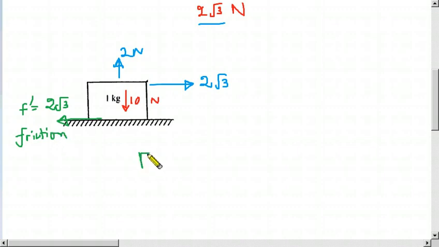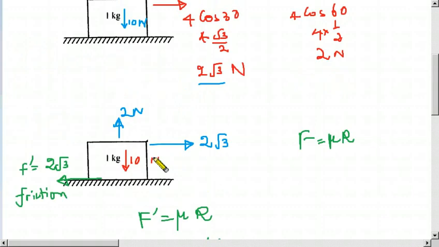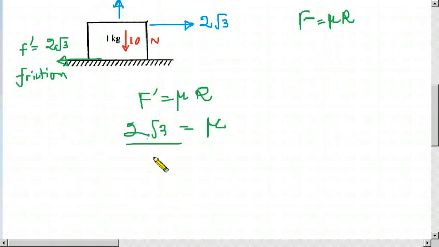So now we have to use F dash equals mu R. We normally write it as F equals mu R, but here the force is the friction, therefore we write it as F dash. So F dash is this one, 2 times root 3. Mu is what we have to find out, so we take R from this side to the left side, so it goes to the denominator.